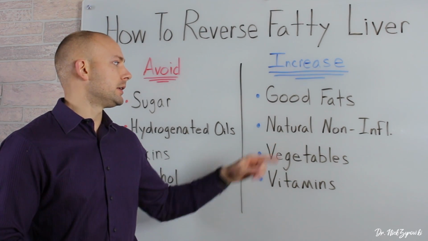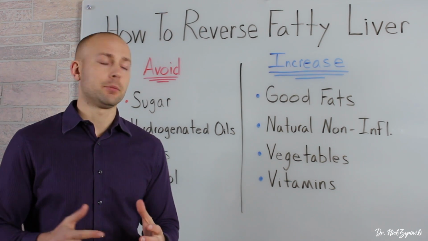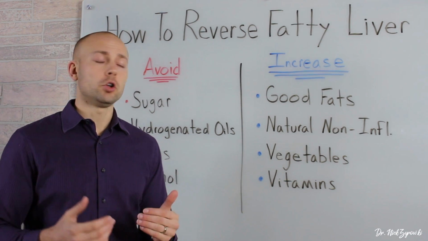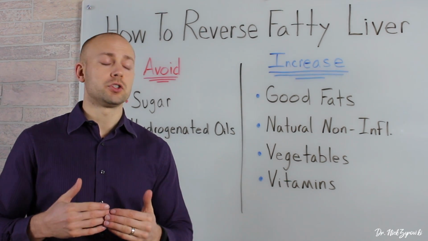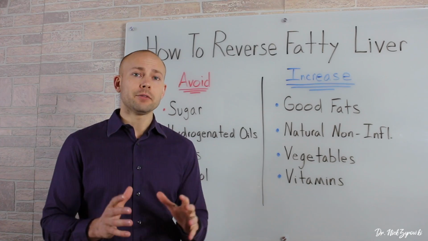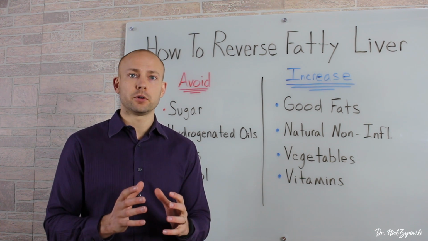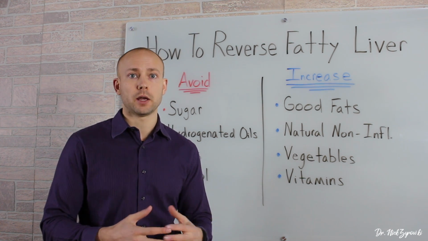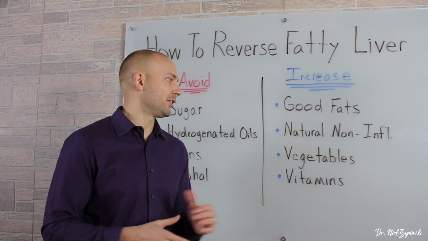Next big one is natural anti-inflammatories. So we want to increase natural anti-inflammatories such as curcumin. Curcumin has been scientifically proven to see incredible results when it comes to reversing fatty liver. Now you have to understand that this whole fatty liver issue, not only is it a lifestyle issue, but it's an inflammatory issue, okay?